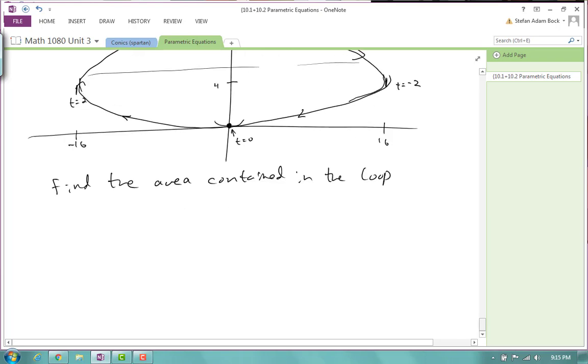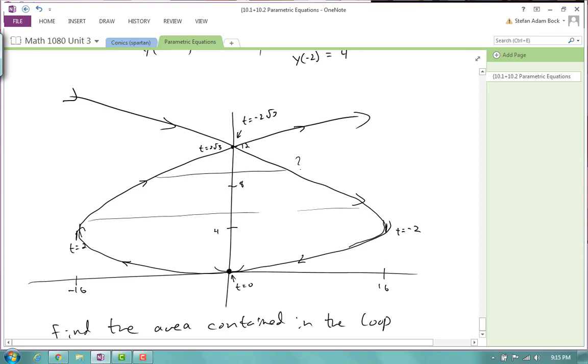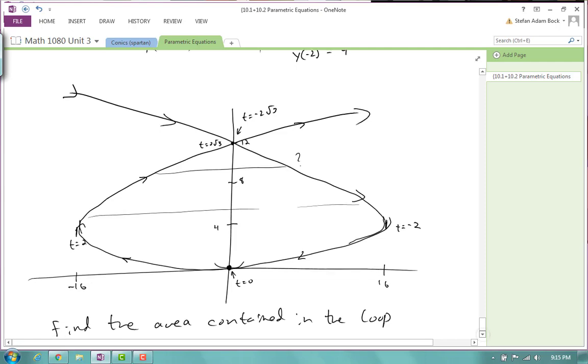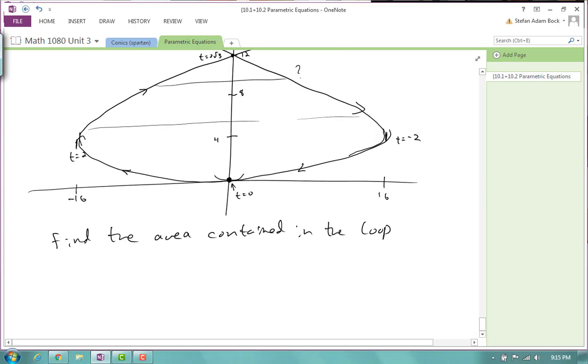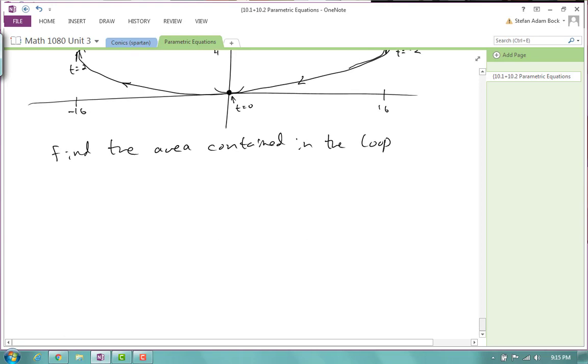So what I'll do, to find the area contained in the loop, I have y-intercepts at t equal to negative 2 root 3, t equals 0, and t equal to 2 root 3. So I'm going to treat this like I have 2 lumps on a regular graph. I'm going to find the integral from negative 2 root 3 up to 0. I'll find that area, dt, and then I'll find the integral from 0 to 2 root 3. I'll find that area, and I'll just add it together.